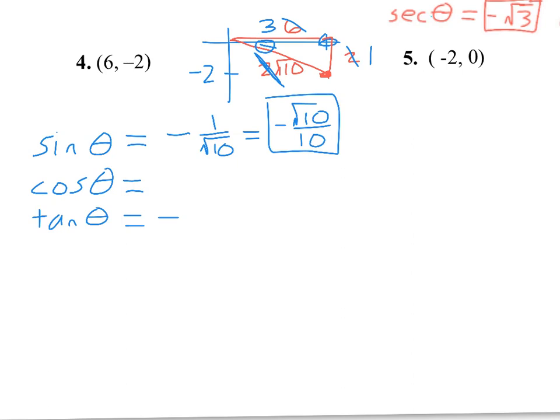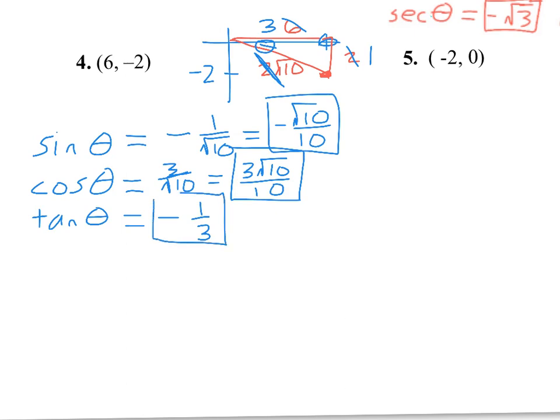Cosine is positive. Cosine is adjacent, which is 3 over root 10. So that's 3 root 10 over 10. Tangent is opposite over adjacent, so that's 1/3, which is negative.